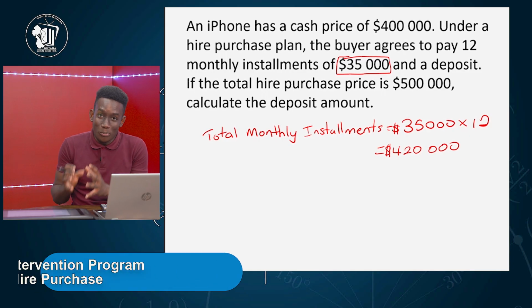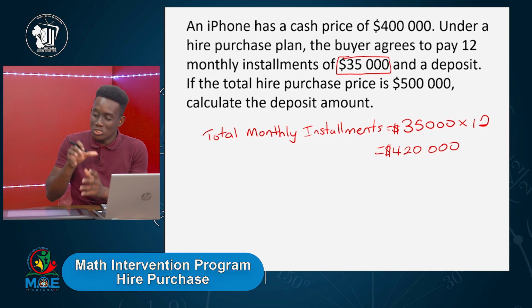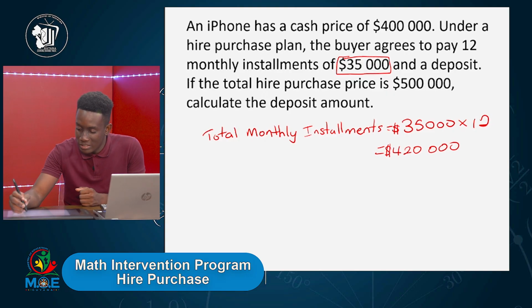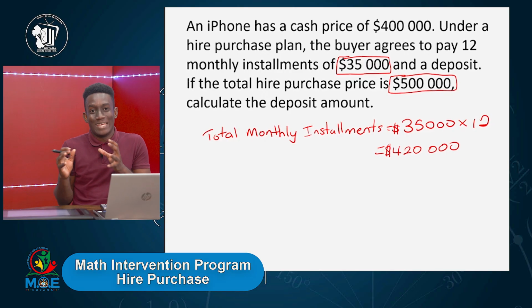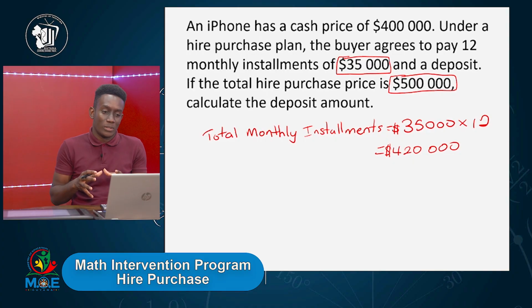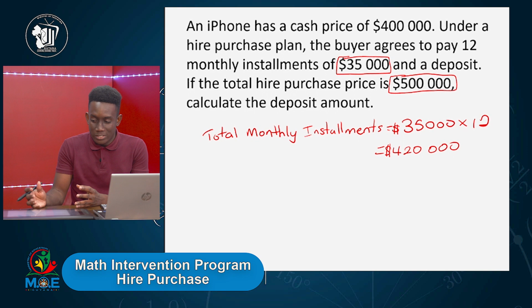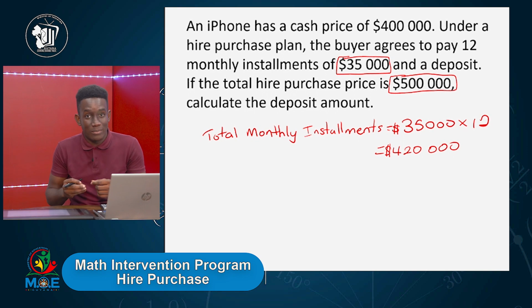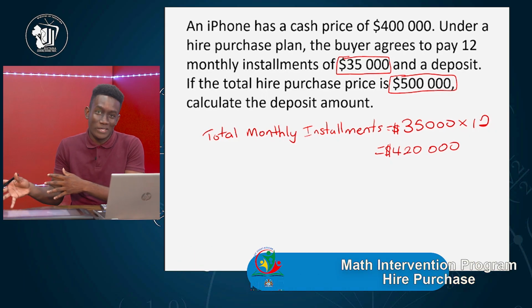To find the deposit, we just subtract this from the total hire purchase price, because the hire purchase price was $500,000. We know we get the hire purchase price when we add up the total monthly installments plus the deposit. So we just subtract this to get the amount of deposit that the buyer made for this iPhone.